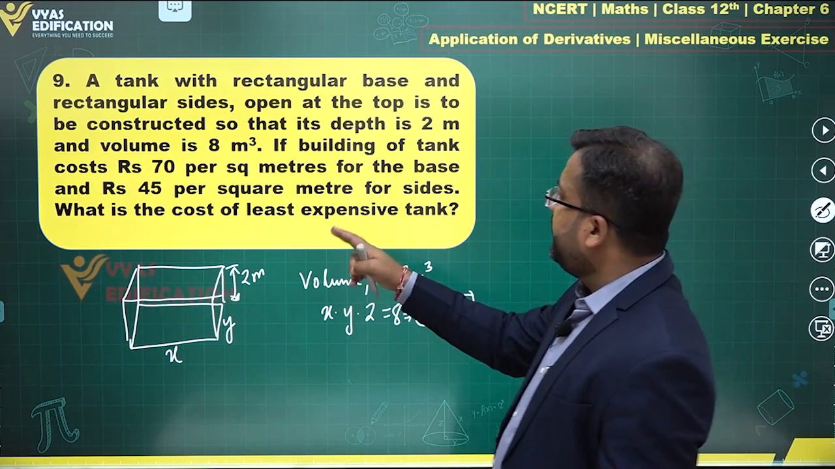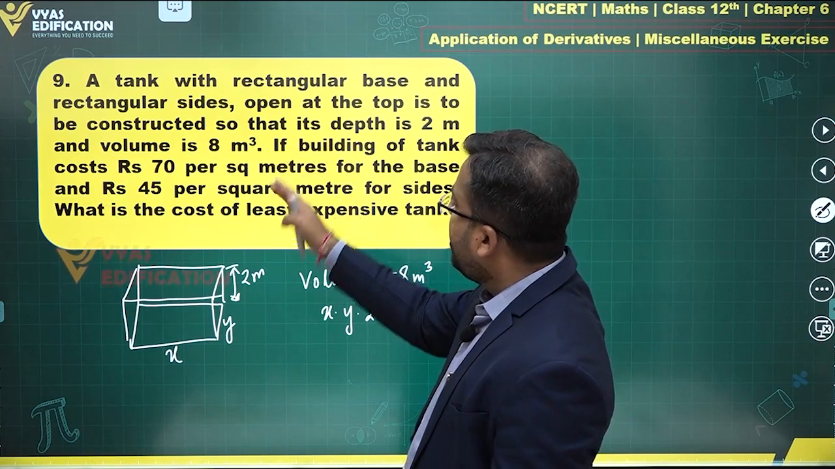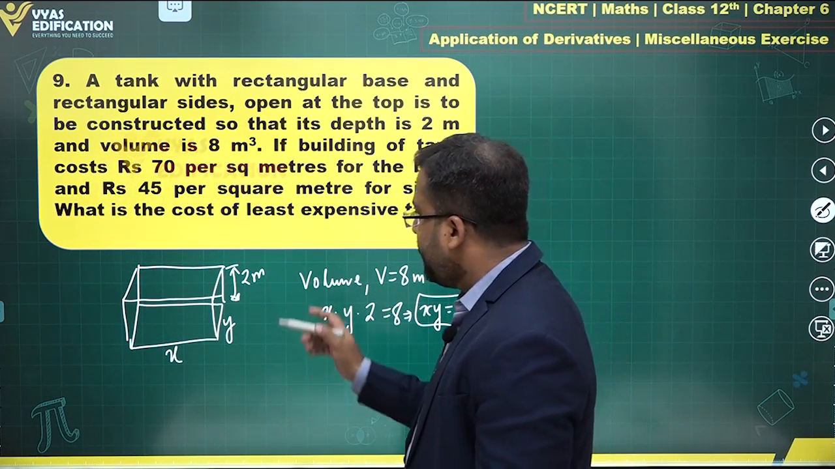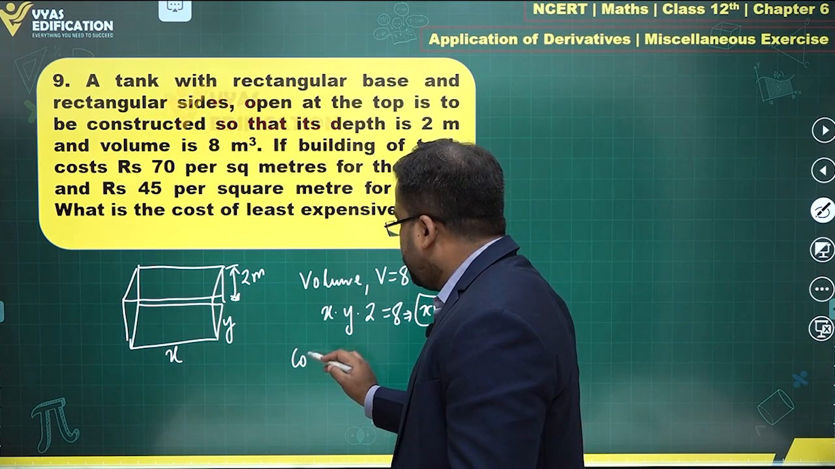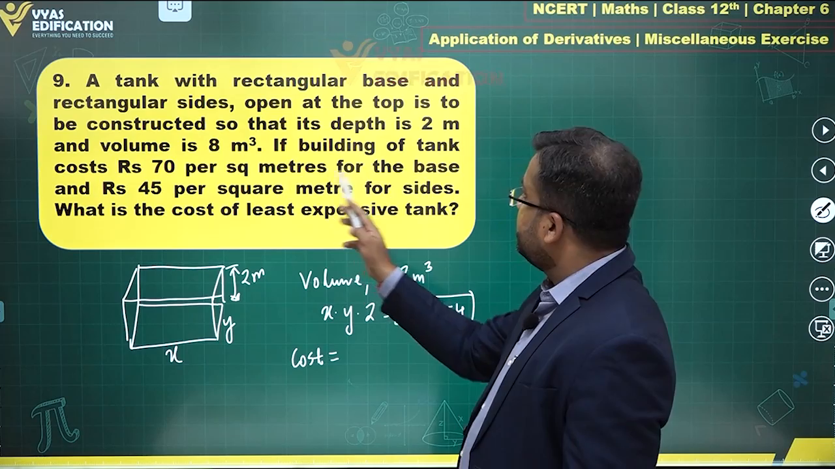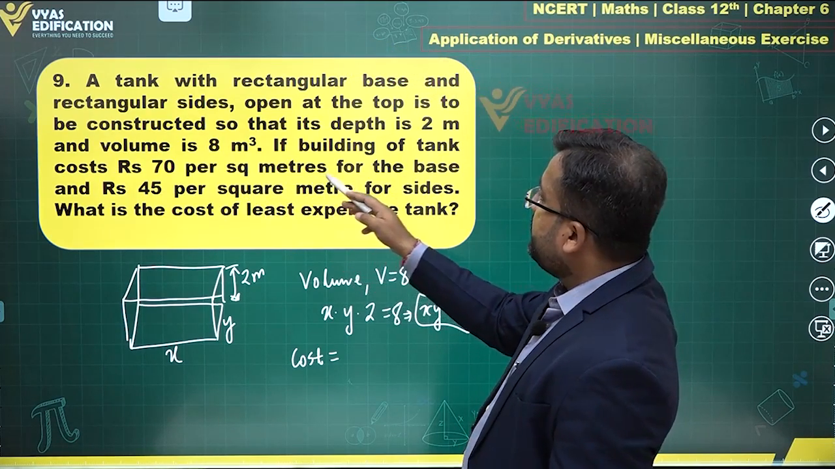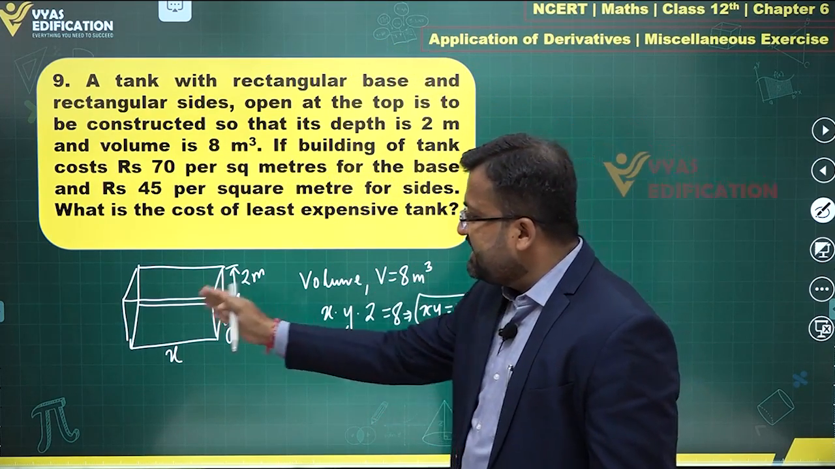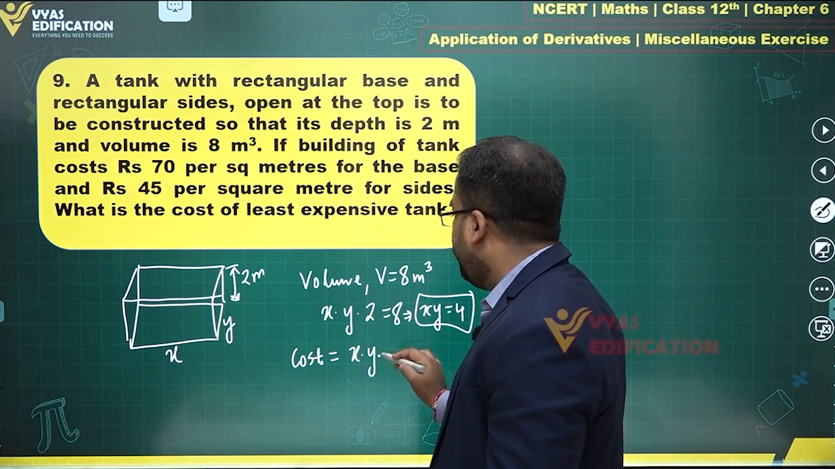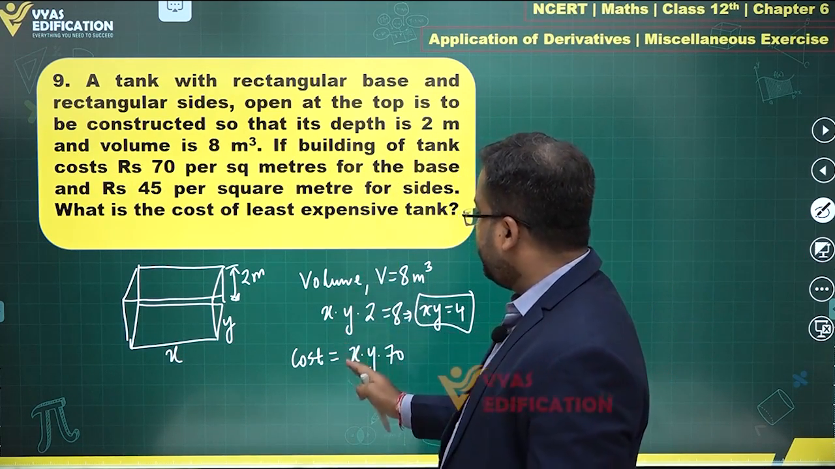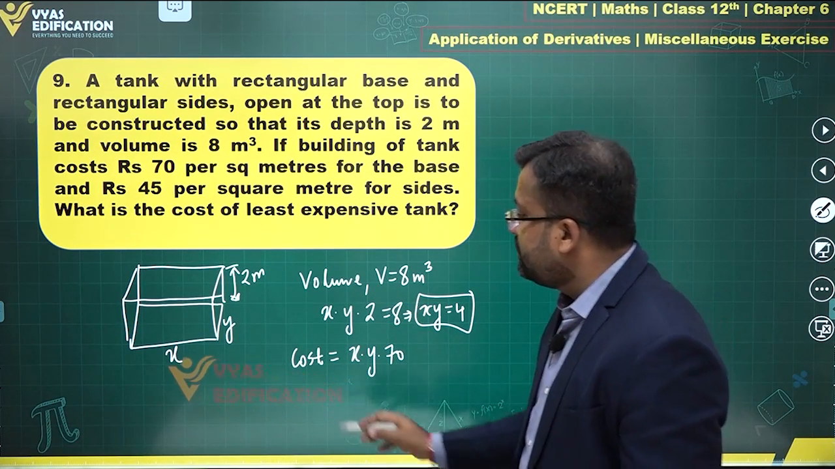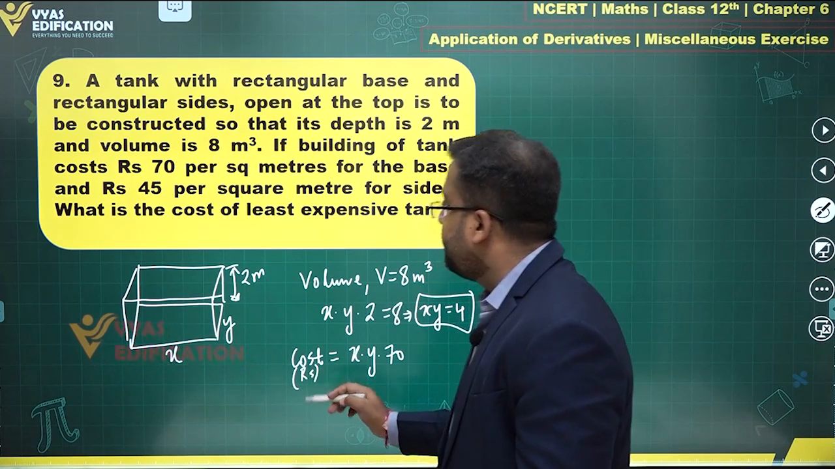Costs are 70 per square meter and 45 per square meter, and all lengths are in meters, so we can deal with that very easily. The cost of constructing the tank for the base will be 70 per square meter, and the base area is x into y. So x into y into 70 is this much in rupees, right? Cost in rupees will be this.